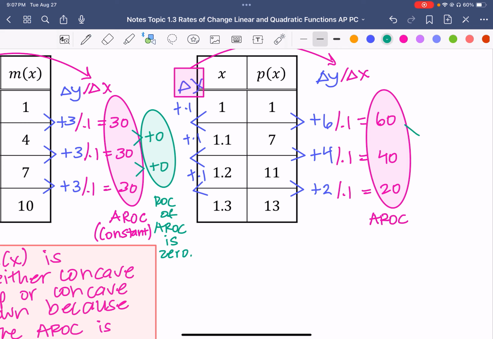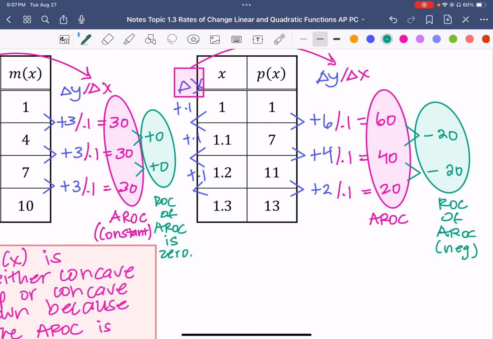Repeat the process. To get from 60 to 40, I have to subtract 20. Same thing here. Circle those, and you're going to label those your rate of change of your average rate of change. Now I see that these numbers are negative, right? Which means that my average rate of change is going to be decreasing. Because if I keep subtracting 20, minus 20 is going to get me to 0.